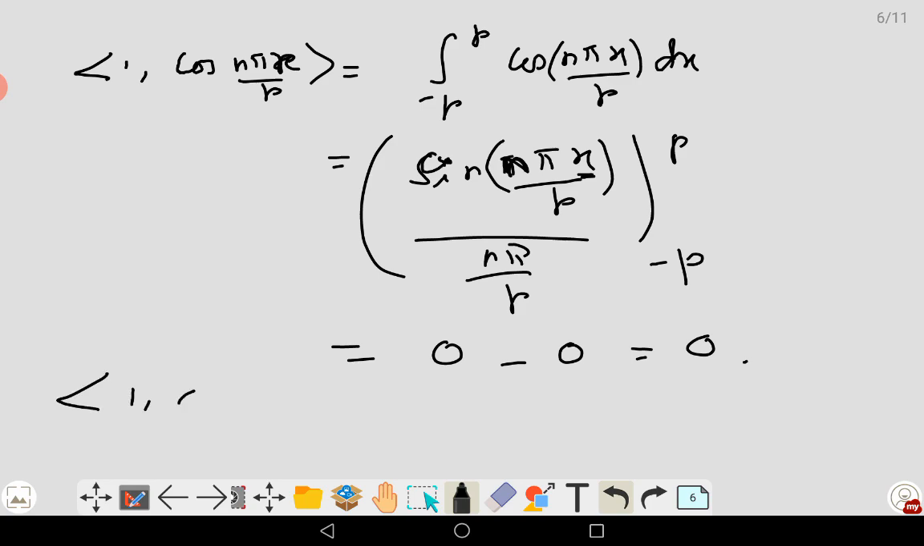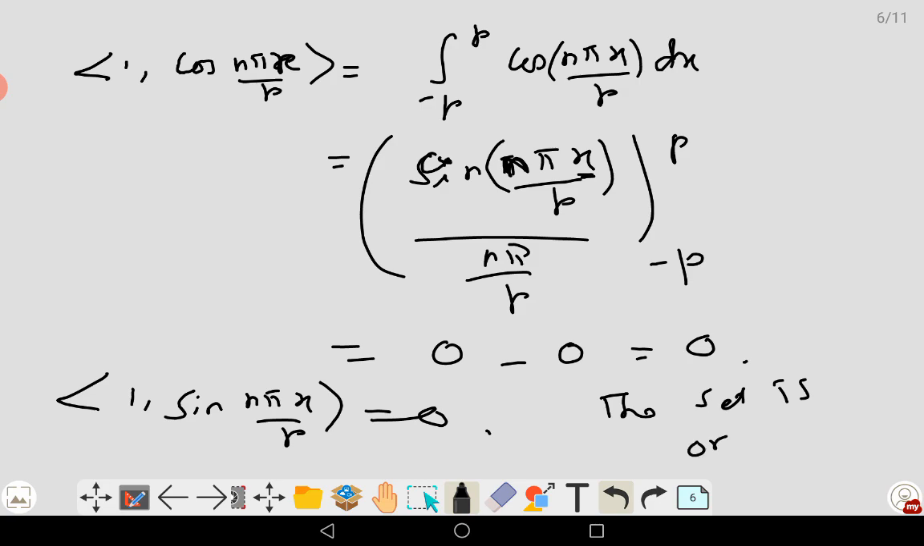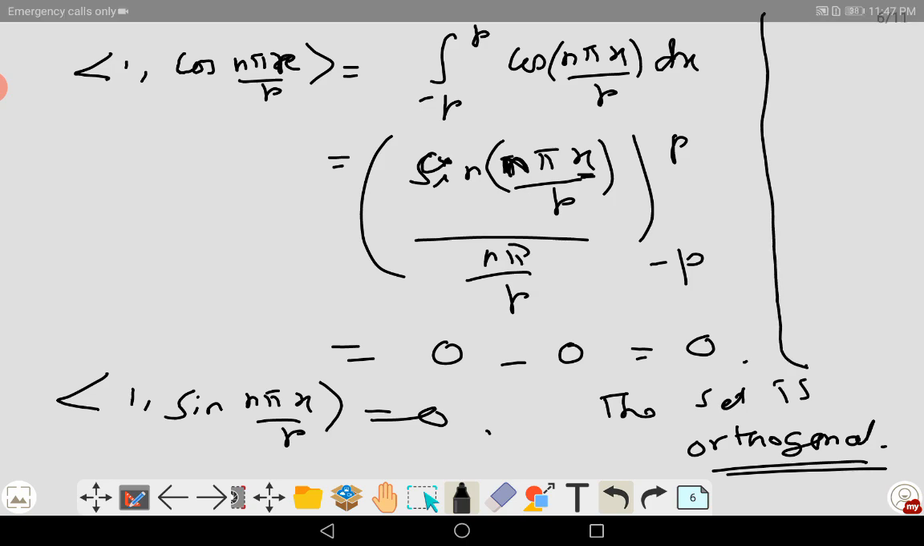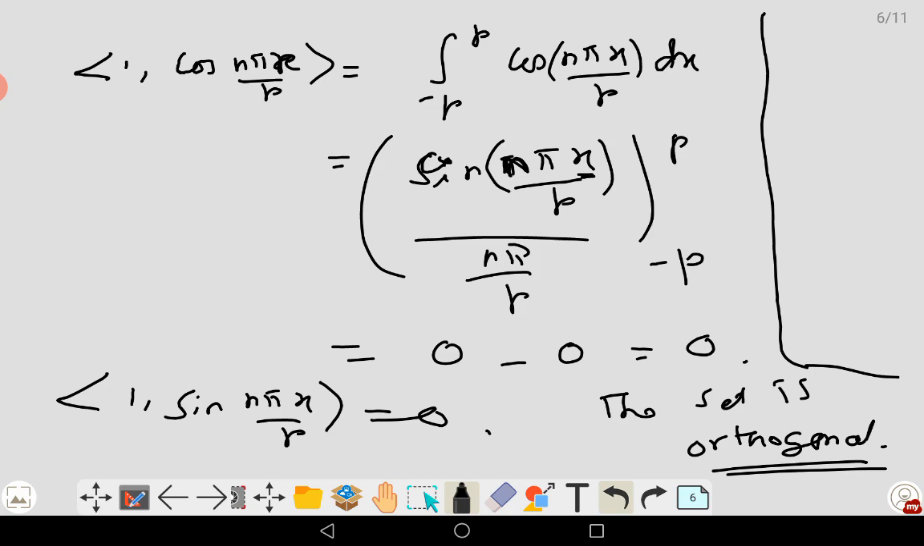Similarly, you can verify 1 with the sine n pi x over p. Again it will be 0. So you take any pair from the set, the inner product is 0. Therefore the set is orthogonal. Now we are going to verify whether it is orthonormal. It means the norm of everything should be 1. If not, it's just an orthogonal set. Now we are going to find the norm of every possible element in the set.